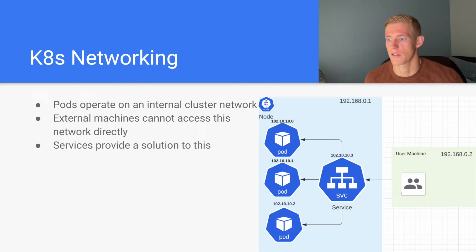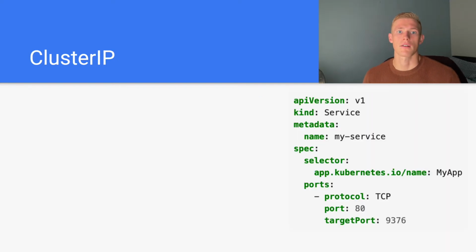They'll allow us to provide a method of communication between two different address spaces, between our external node and user machine address spaces and our internal cluster network. Now let's look at a couple of different types of services and how they solve different problems within Kubernetes networking.